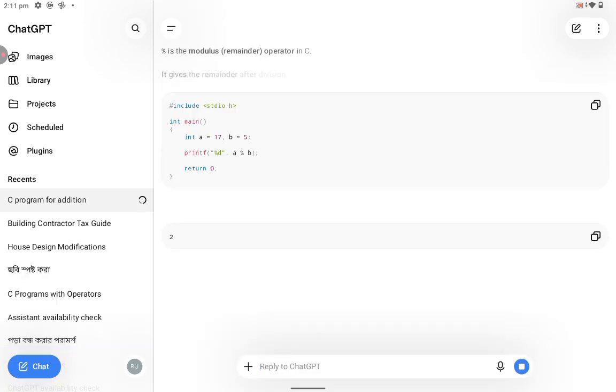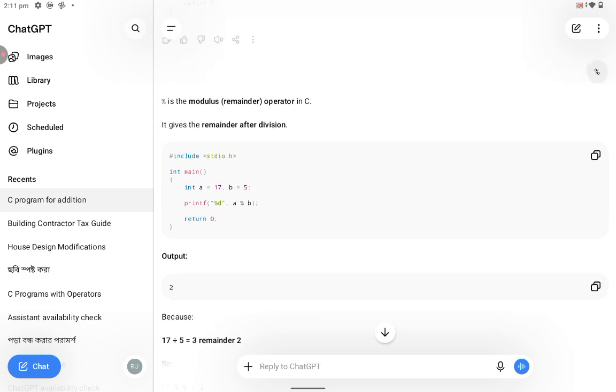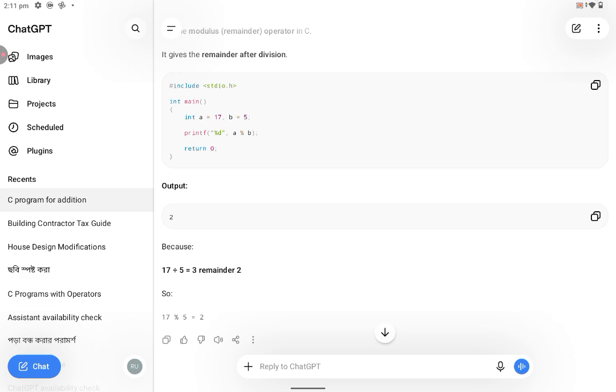Here we can get some information about it. You can see the percent operator, which is called the modulus or remainder operator. In C, it gives the remainder after division. So division will be performed, but the quotient will not be displayed, or taken into account. The remainder will be calculated and stored in some variable.